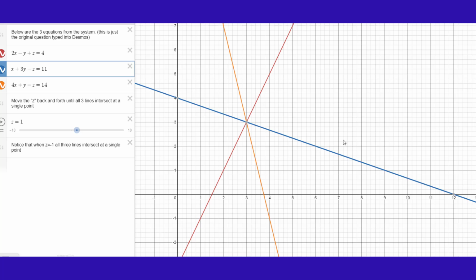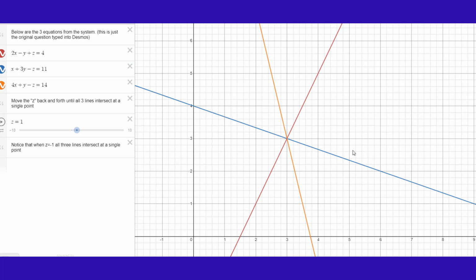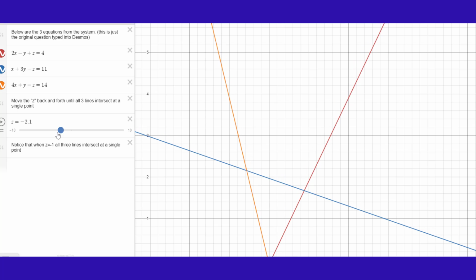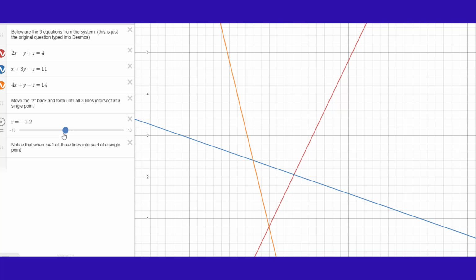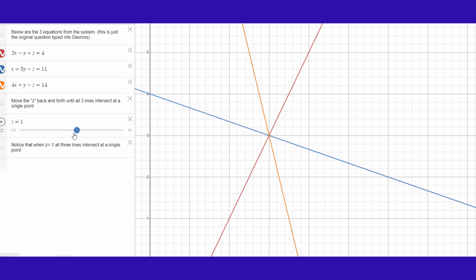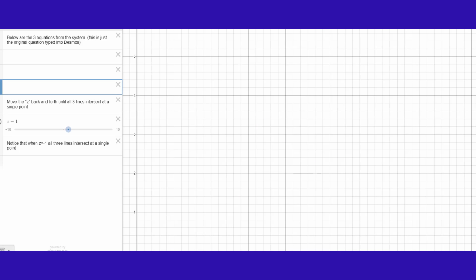So what you do in Desmos, I'm just going to zoom in here. Notice that your slider, wherever it starts at, you have to get it to where they intersect with each other. And you get at z equal 1, that's the intersection. Therefore, your triple, your solution is 3, 3, 1. How cool is that? You can also use substitution like we did in a linear system that had 2 equations in the system. Now this one we have 3, but you can also use substitution to do that.